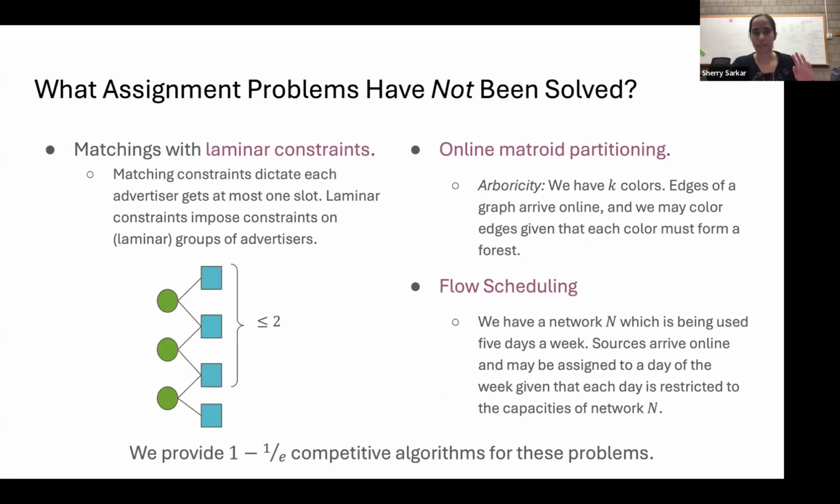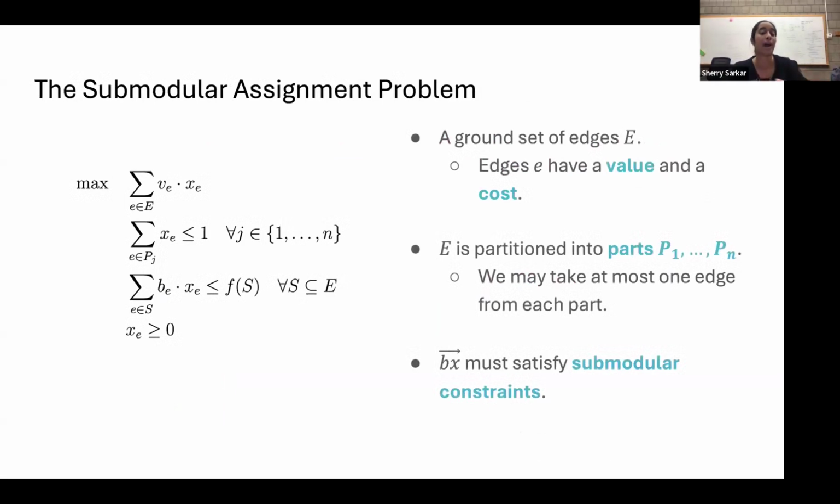Okay, so that's the upshot of the results of our paper, but let me say a little bit about how we do this. We do this by attacking a single problem called a submodular assignment problem. And so I've written the corresponding linear program on the left here. But the setup is as follows. We have a ground set of edges E. An edge e has a value v_e and a cost b_e. And E is partitioned into parts P1 through Pn, where we can take at most 1 edge from each part. That's kind of the assignment part of this problem.